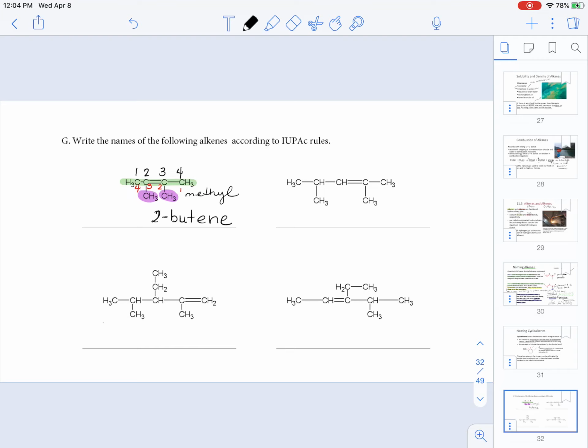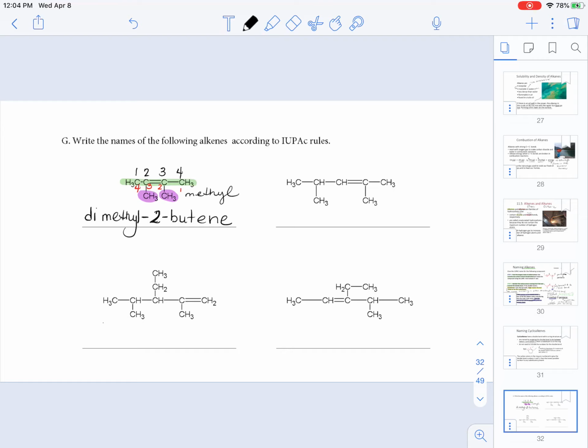Remember that between words and numbers, we have to put a dash. And we also have to write the name of the substituent before all of that. So in this case, we're going to have methyl as our substituent. But because we have two of them, we're going to say this is dimethyl.